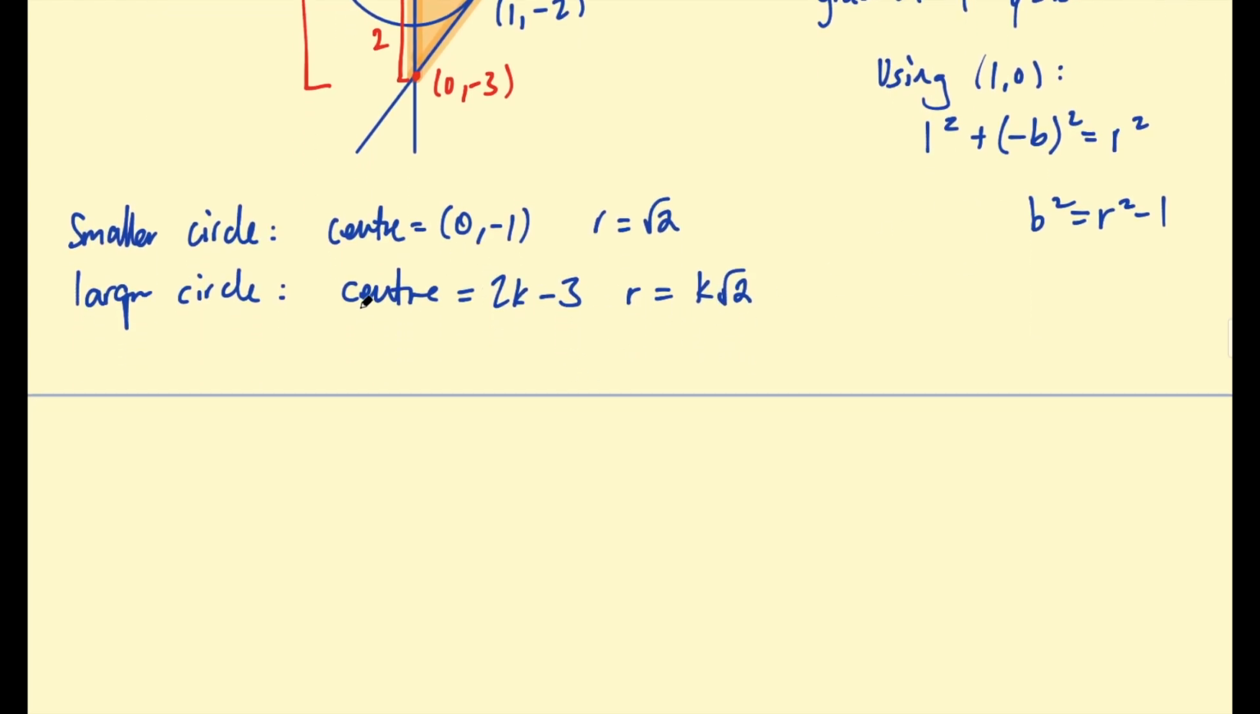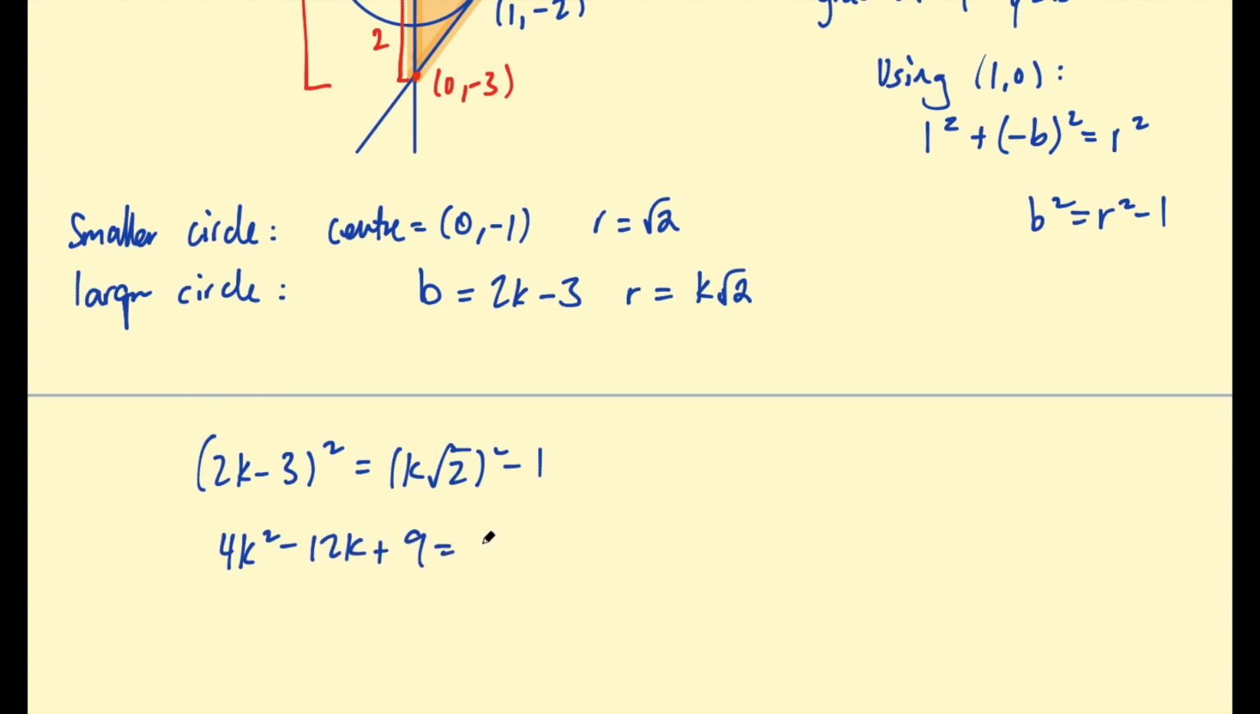So plugging these in, sorry, I shouldn't have said center. I should have said b. B equals 2k take 3. So now we have 2k take 3 all squared equals k root 2 all squared take 1. And then we have an equation we need to solve for k to find the equation of the larger circle. So this is going to be 4k squared take 12k plus 9 equals 2k squared take 1.